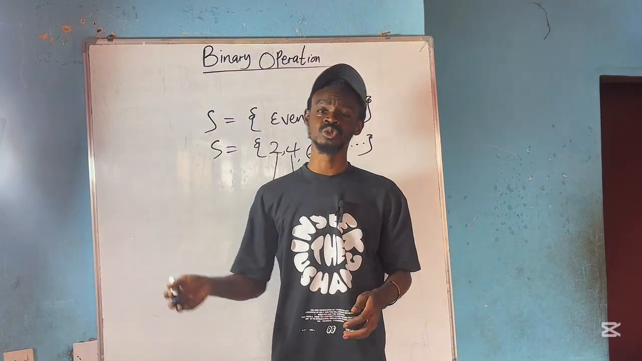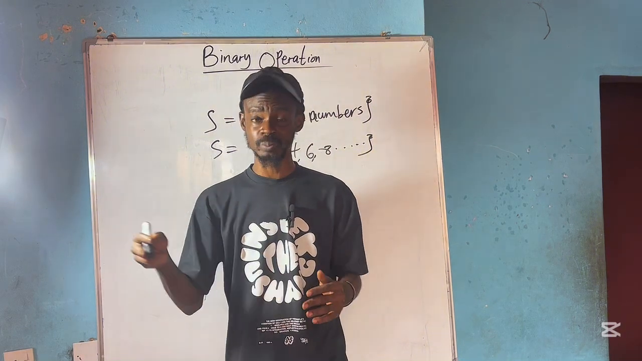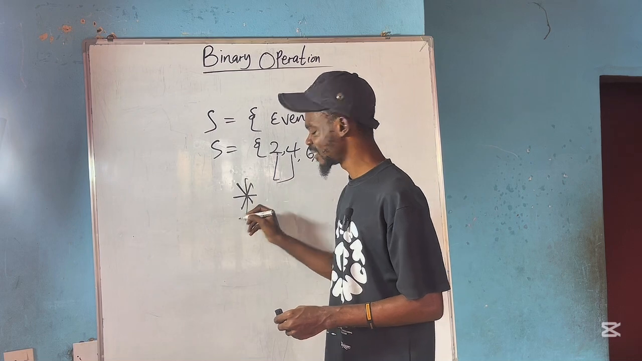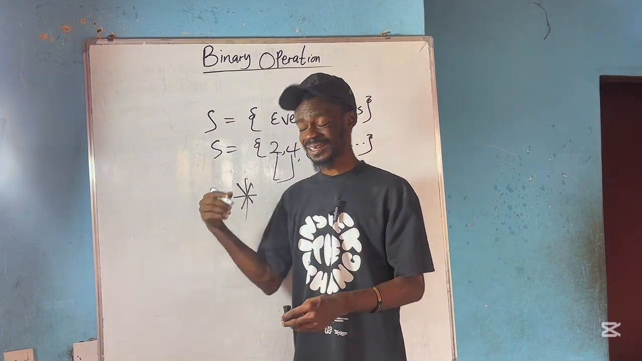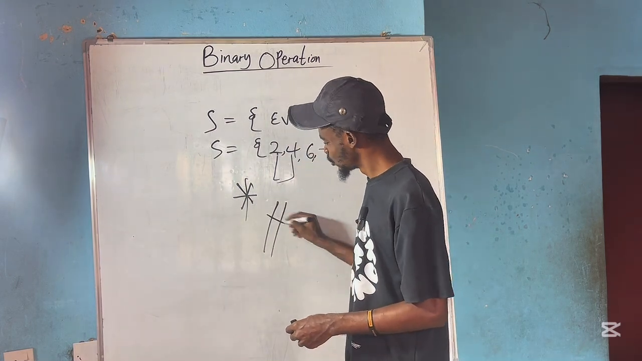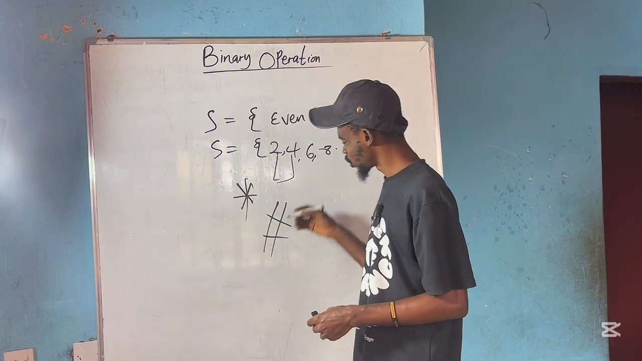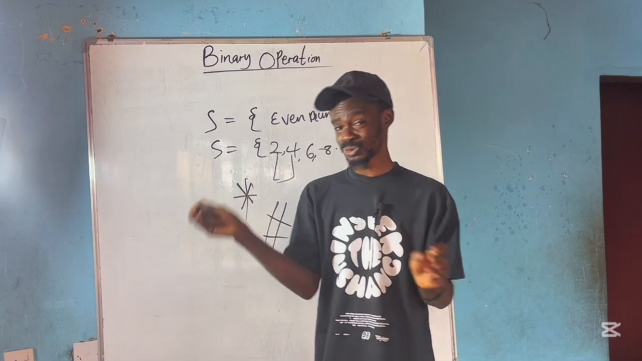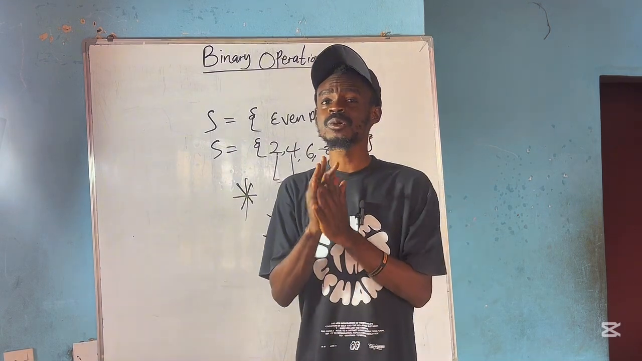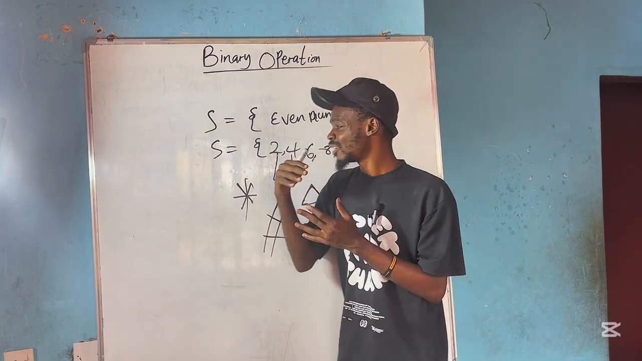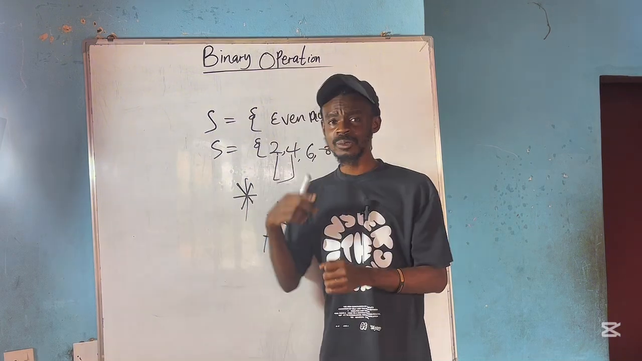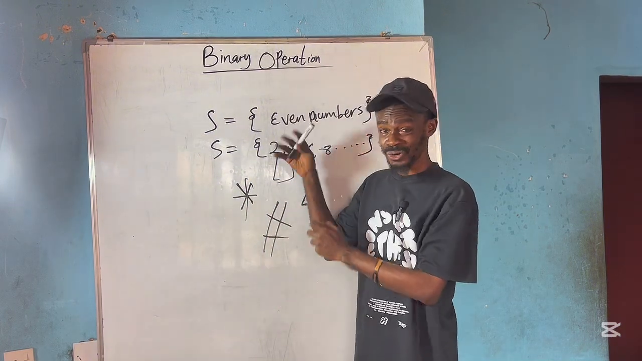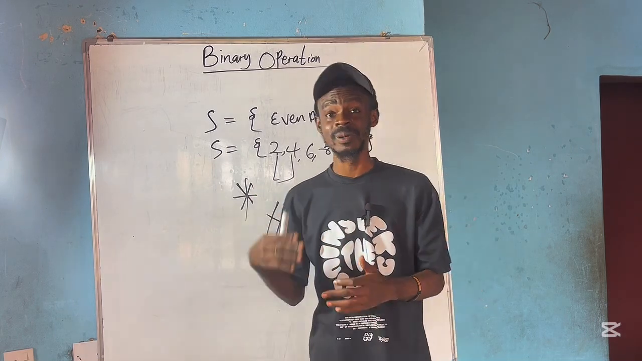In binary operation, we usually use some symbols to denote binary operation. Most times we use asterisk. We use asterisk to denote binary operation. At times we may use hash to denote binary operation. Sometimes we may use a symbol like this triangle symbol. So we can use any symbol to denote binary operation. So whenever you are solving maths and you see that two numbers are combined using expressions like this or this or this or more other ones, then what we are talking about is binary operation.